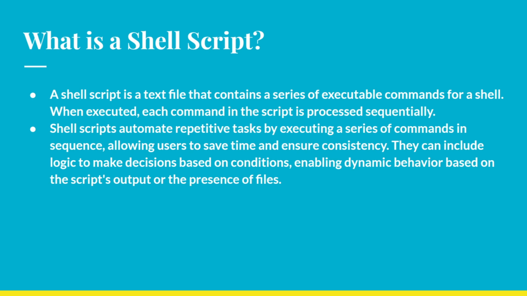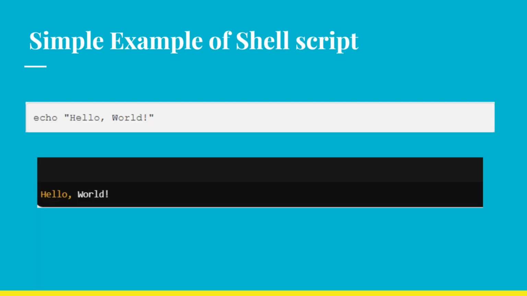So, next page, this is a simple example of a shell script. In a file called test.sh, we can write just one line, which is echo hello world. When we run this script, it prints hello world to the console. So the white one is the code and the black one is the output.